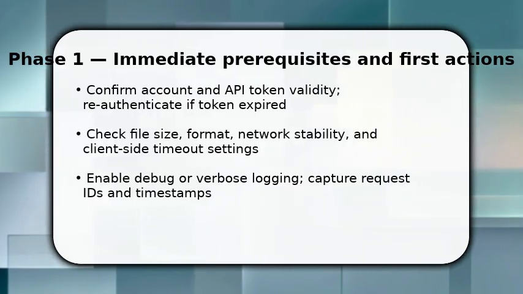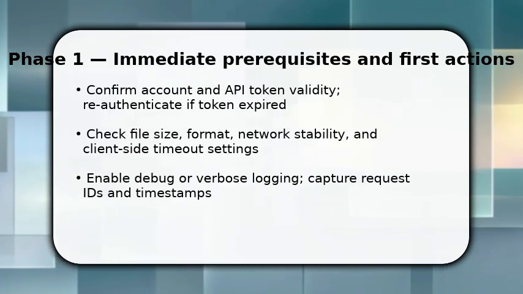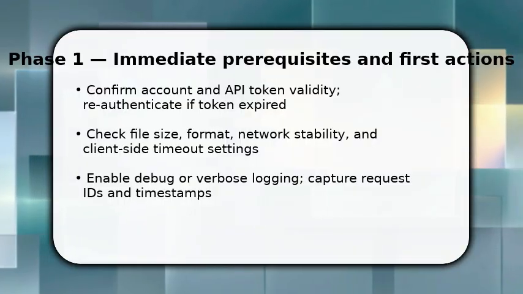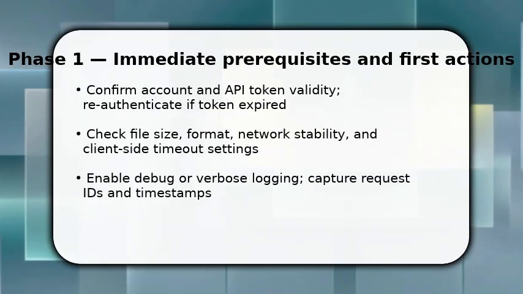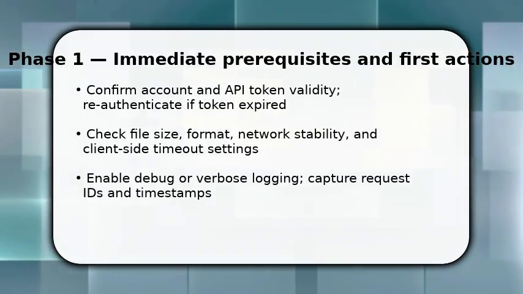Next, inspect the file, size, type, and client timeouts, then reproduce the failure with verbose logging enabled. Capture request ID and timestamps so you can trace the lifecycle. Once that data exists, you'll be ready to isolate whether the client, network, or server dropped the upload.